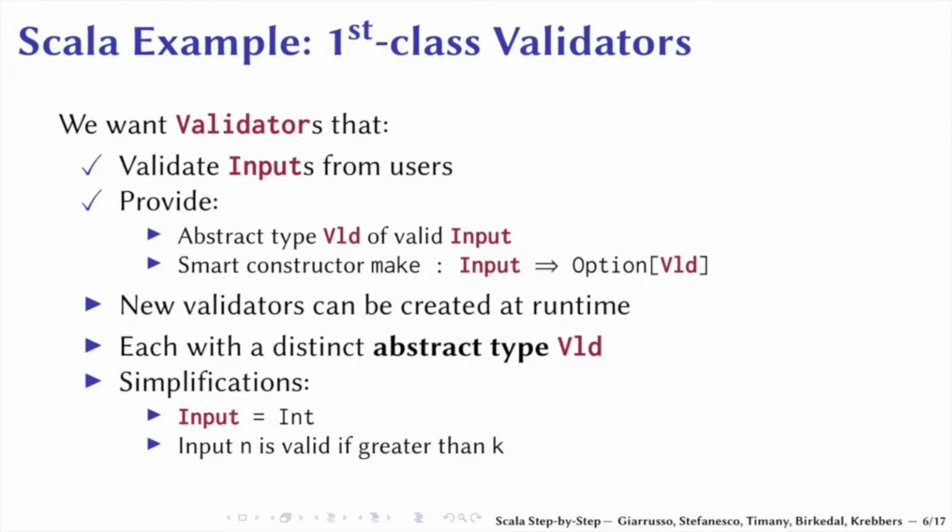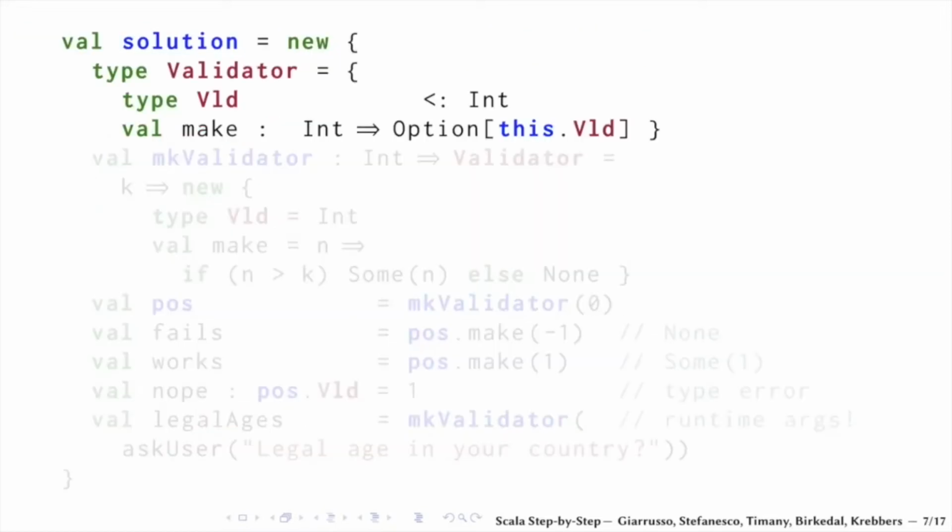However, new validators can be created at runtime, each with a distinct abstract type valid. To simplify the code, we hardcoded the input type to be int, and we say that an input n is valid if it is greater than some constant k. The solution is in the next slide.